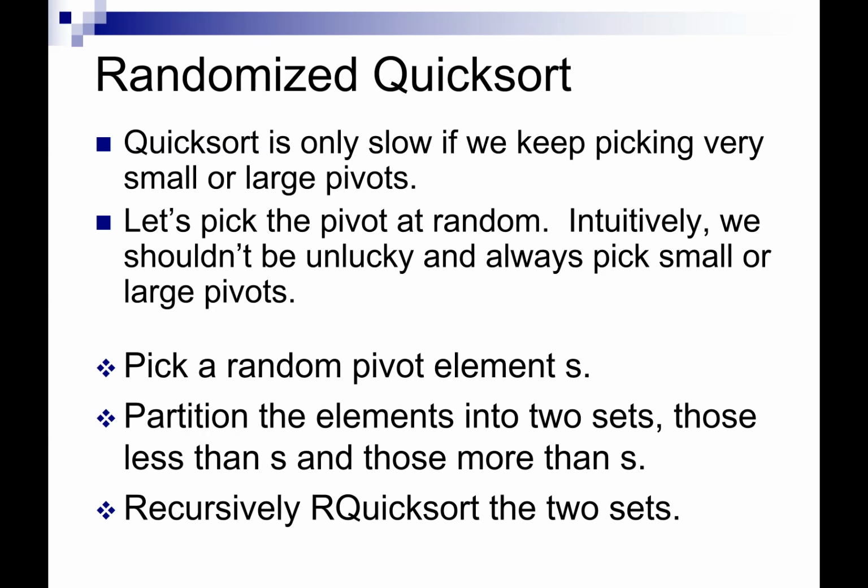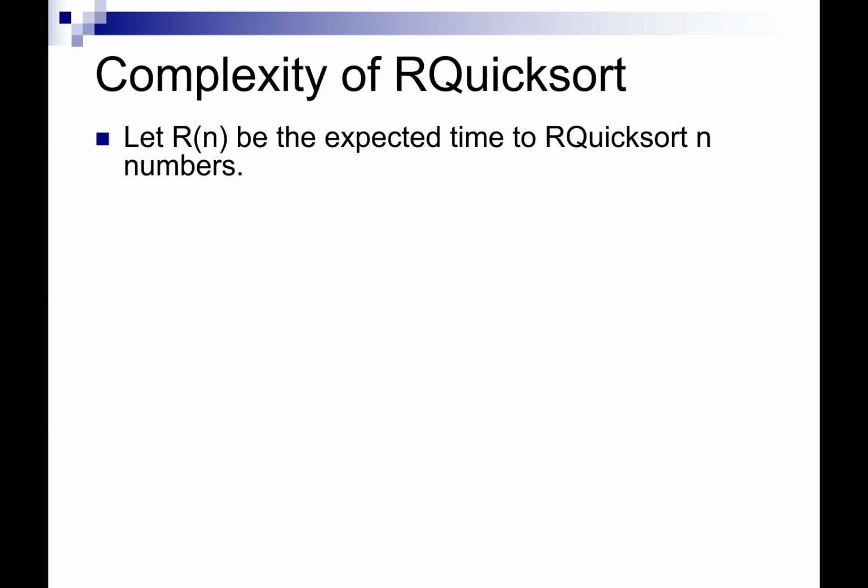So again, the algorithm is to pick a random element as your pivot. Then you're going to partition the array into two sets: the ones smaller than the pivot and the ones bigger than the pivot. And then you're going to recursively randomly quicksort the two sides. Now let's analyze the expected time complexity for randomized quicksort.